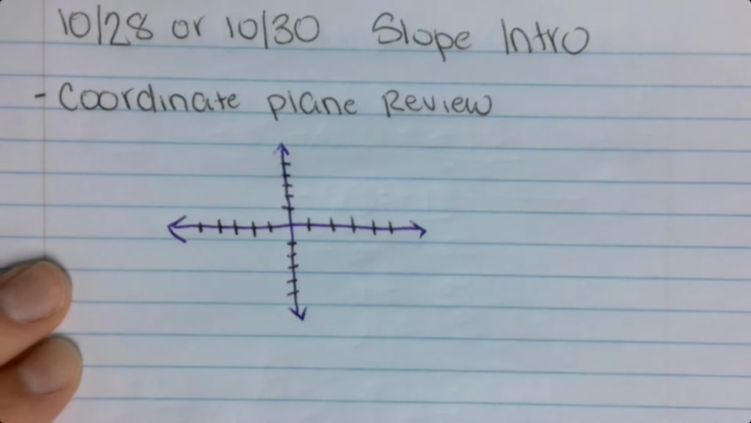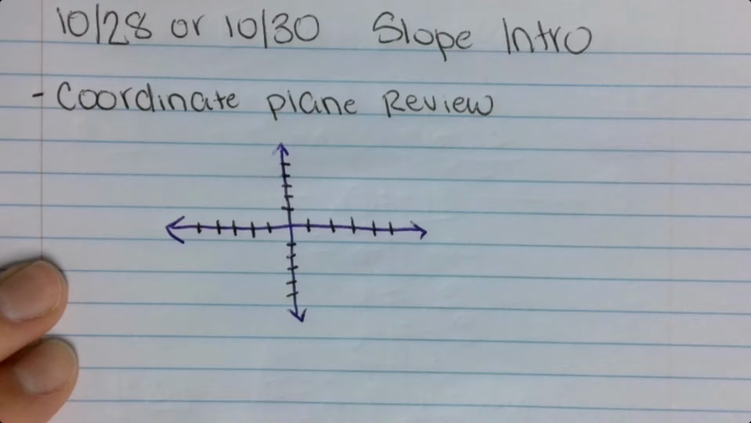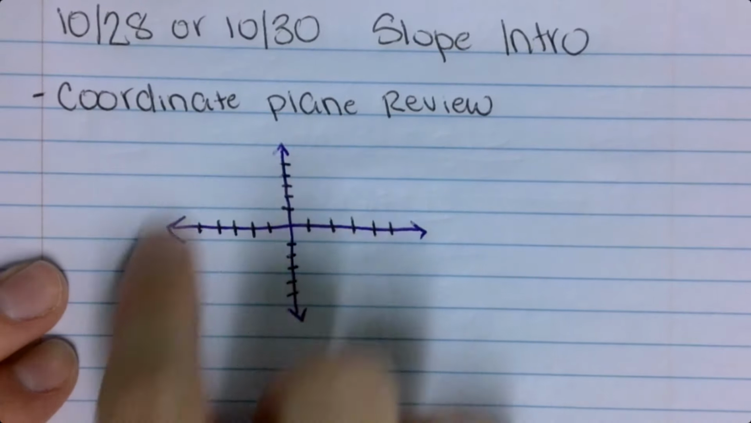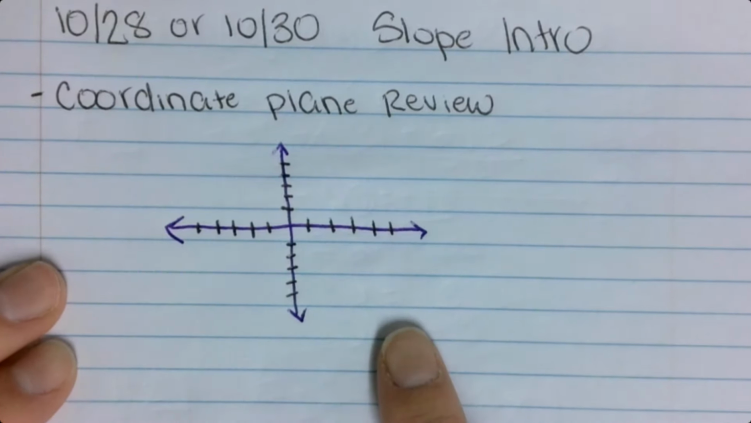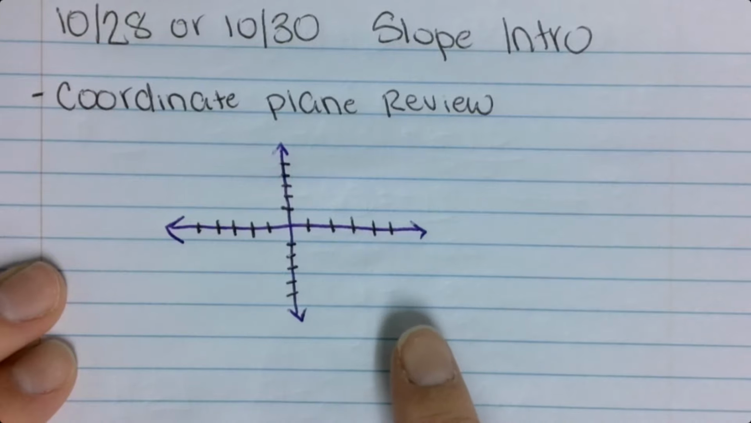All right, so I'm going to do a few things with this coordinate plane. So again, this is called a coordinate plane. All right, it kind of looks like graph paper basically, right? But it's called a coordinate plane.